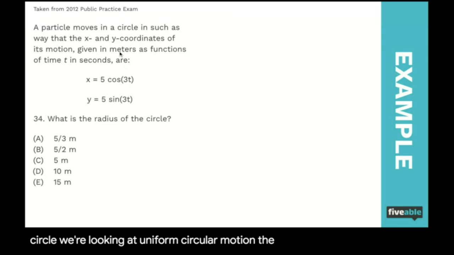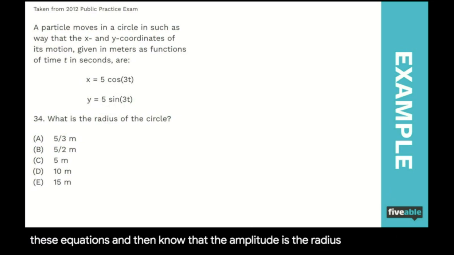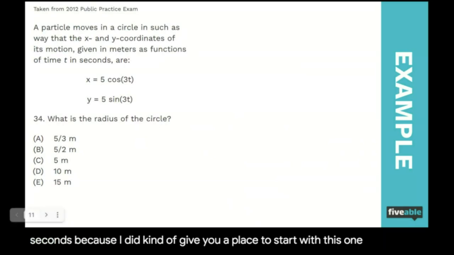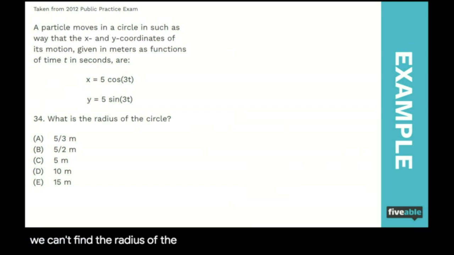The amplitude is going to be the radius. So this is actually a pretty straightforward problem. We're looking to find the amplitude in either of these equations, and then know that the amplitude is the radius. So I'm going to open up a poll, and let's see what we can do with this. I'll give you just a couple seconds, because I did give you a place to start with this one. See if we can find the radius of the circle.